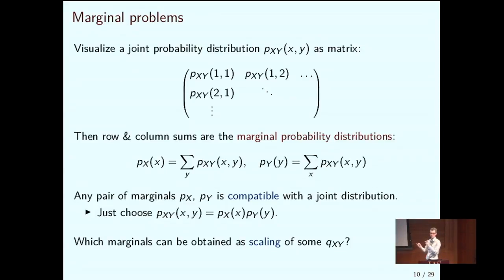We have a joint probability distribution of two random variables, p of x, y. Capital X and capital Y are the random variables. Little x, little y are the values that they can attain. Now I could arrange this thing into a matrix. So here's this matrix, and just think about what we did for matrix scaling.